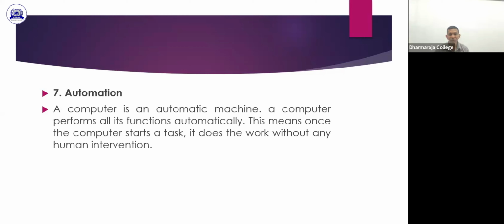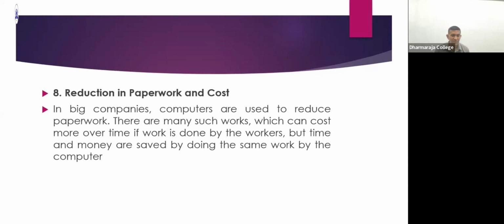Right? And automation. The computer is an automatic machine. The computer performs all its functions automatically. This means once the computer starts the work, it does the work without any human intervention. So you do not have to tell it again, do this, do that. With humans, you have to remind them, have you done this work? But when you give work to the computer, it automatically does it until you say stop. So automation is there in a computer system.